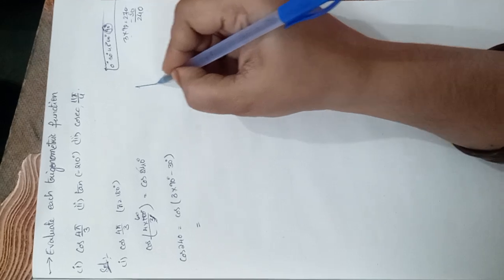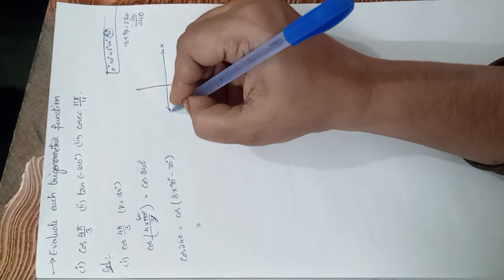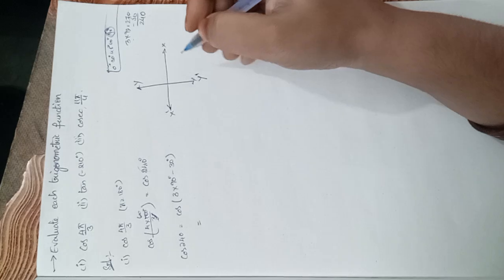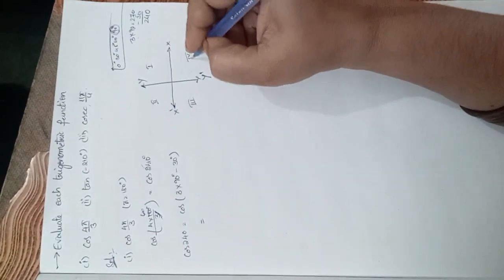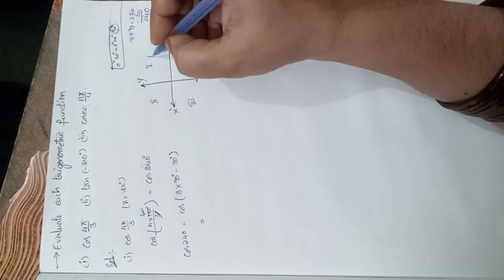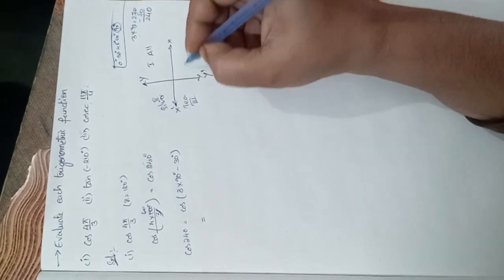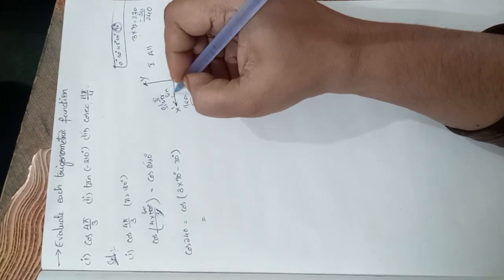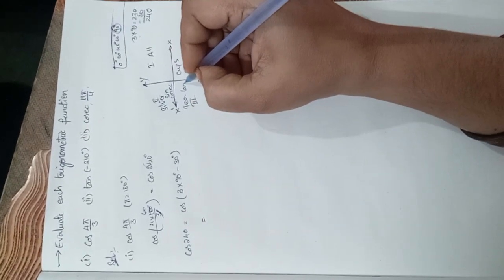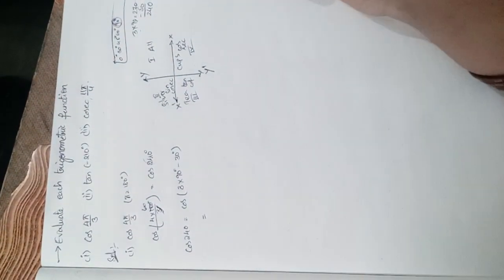Now if you take the quadrants: x', y and y'. First quadrant, second, third and fourth quadrants. Here, all positive. Here, sine and cosec. Here, tan and cot. Here, cos and sec, right? (All Silver Tea Cups.)